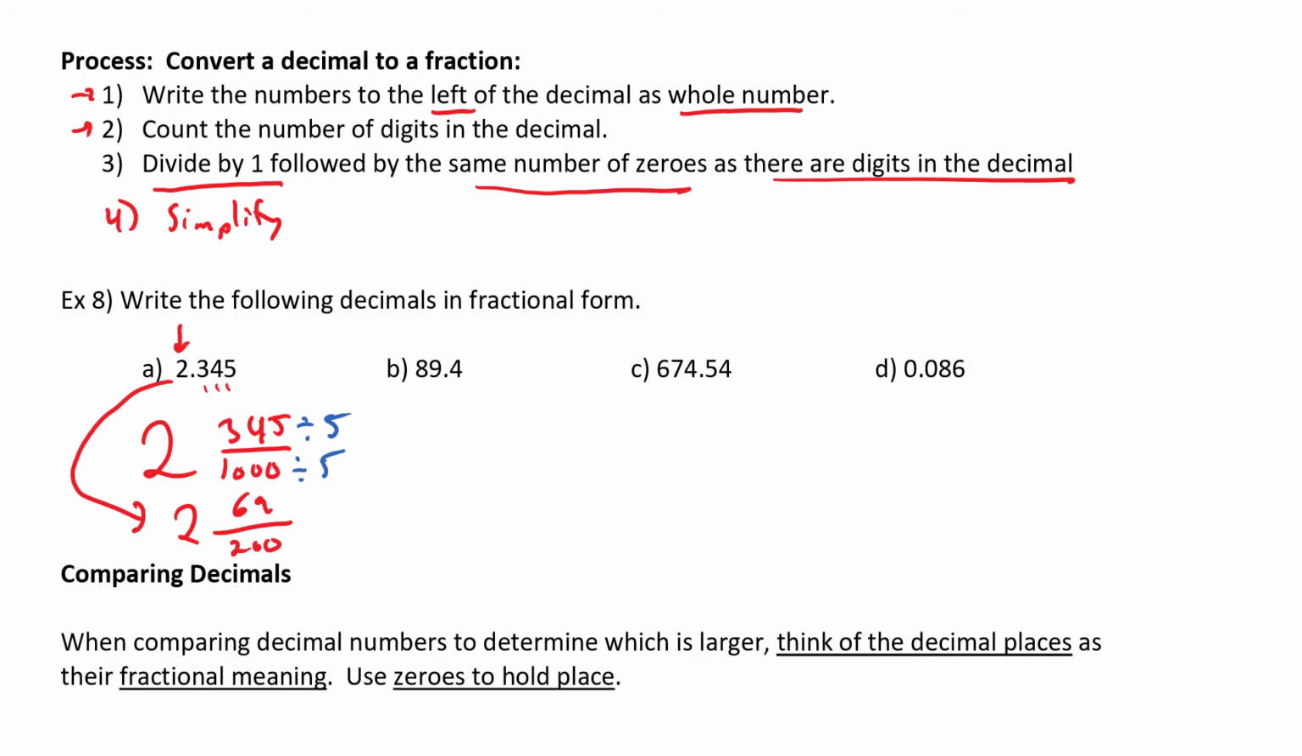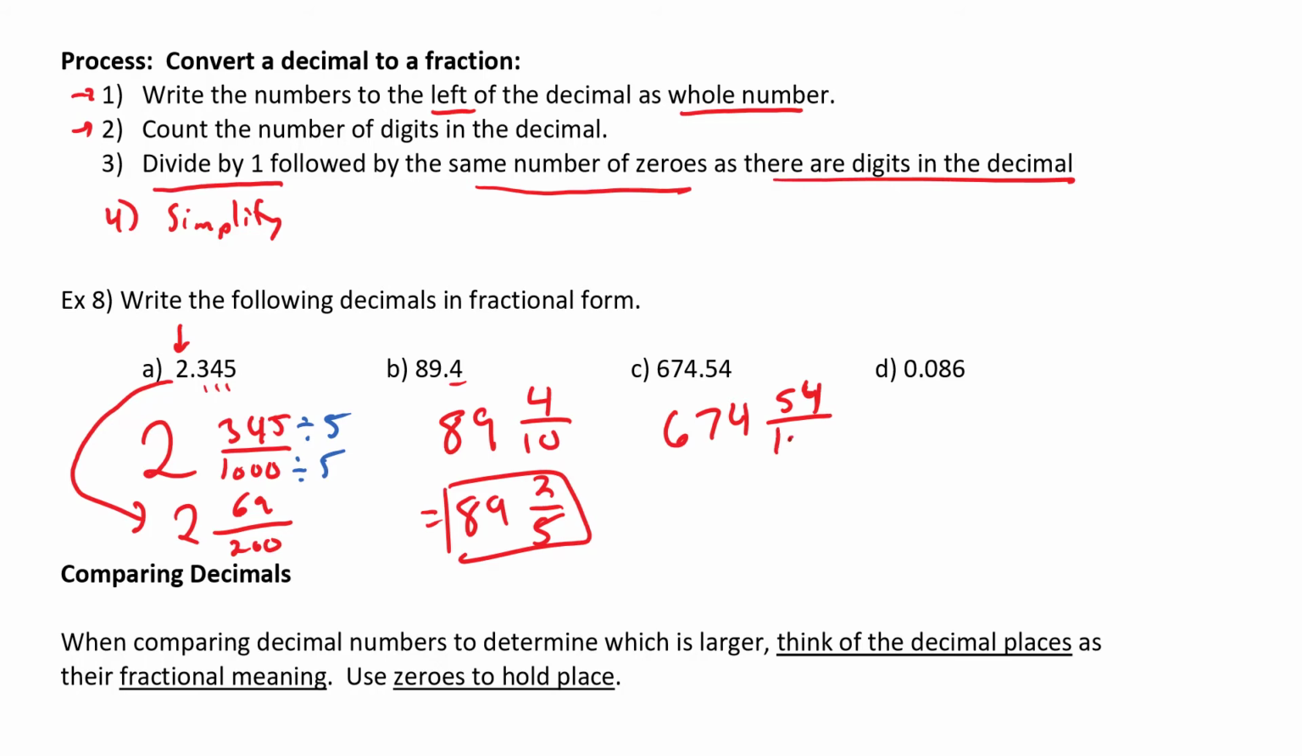Let's take it up. So this is 89 and 4. There's 1 digit there, so we put 1 0 in there. We can simplify this down to 2 over 5. So 89 and 2/5. This one here, 674, 54, 2 digits, 2 zeros. We can simplify that down to 27 over 50.